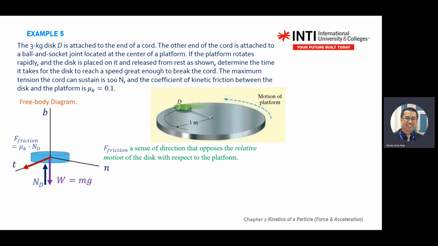Why this way and not that way? Okay, so it's relative to the platform. This is the disc. Let's say this is the platform. The platform moves this way. So this is the motion. So the surface here, this is the drag friction force.